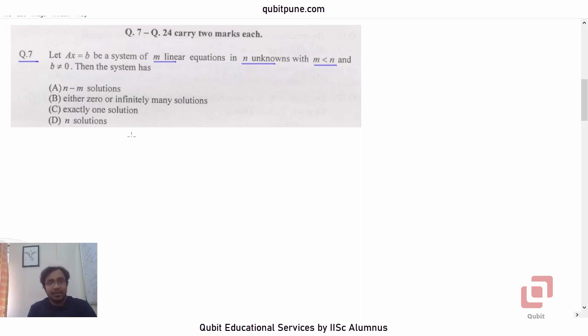Now we can easily eliminate options A and D, because we know that any system of linear equations will either have a unique solution, or no solution at all, or infinitely many solutions. Correct? And n minus m or n may refer to natural numbers like 2, 3, 4 and so on, and they are finite, so we cannot have A and D, right? So it is either B or C. So let's now figure that out.